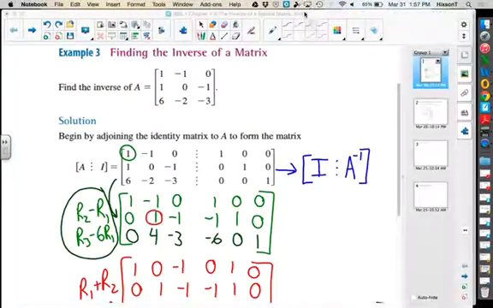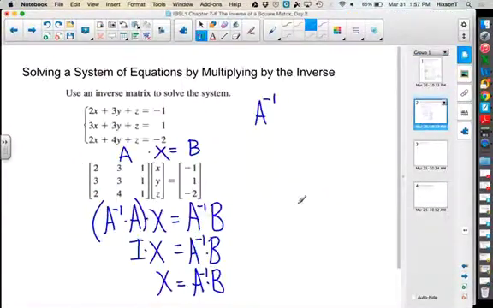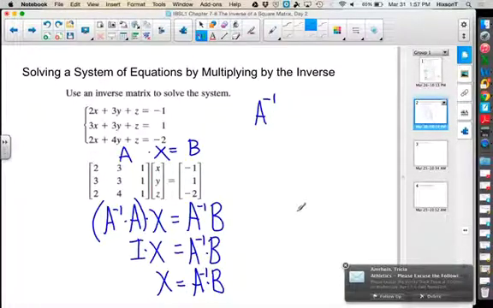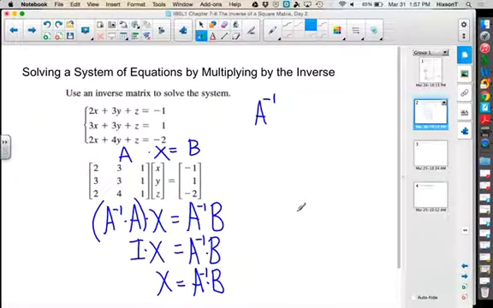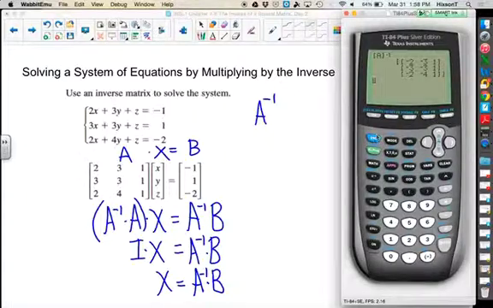So, that being said, let's take a look at the problem that we looked at earlier. We knew what we needed to do, we just didn't know how to do it. So now, go ahead and use your calculator to find A inverse for this one. So we can actually solve this system here. 2, 3, 1, 3, 3, 1, 2, 4, 1. That's our matrix. We need the inverse of that matrix. Go ahead and do it yourself. And then use that to find your solution.